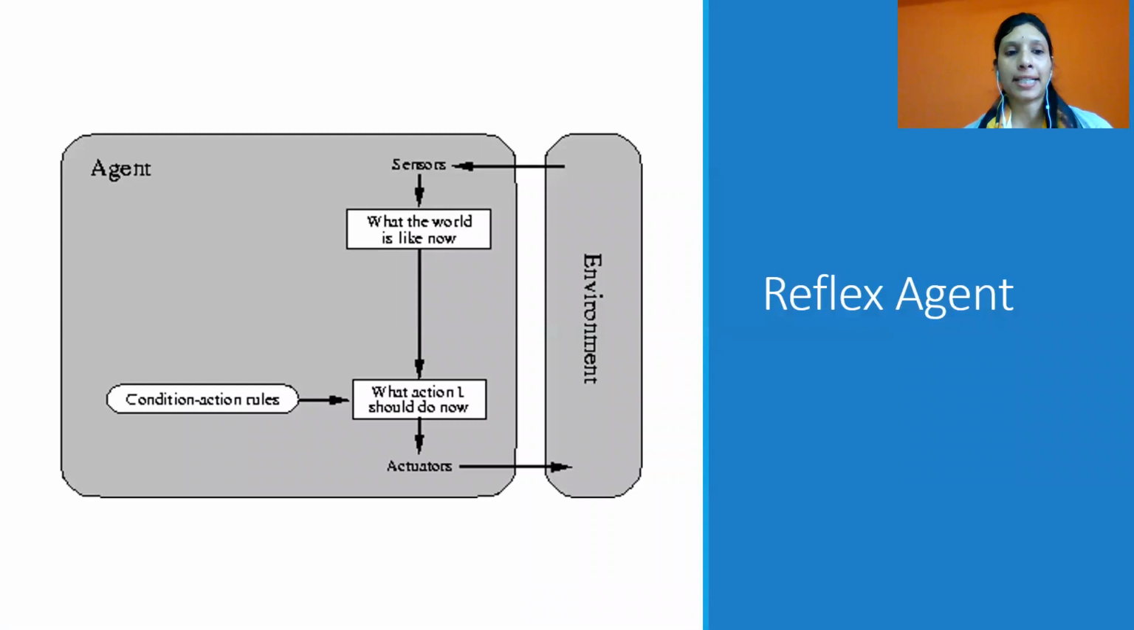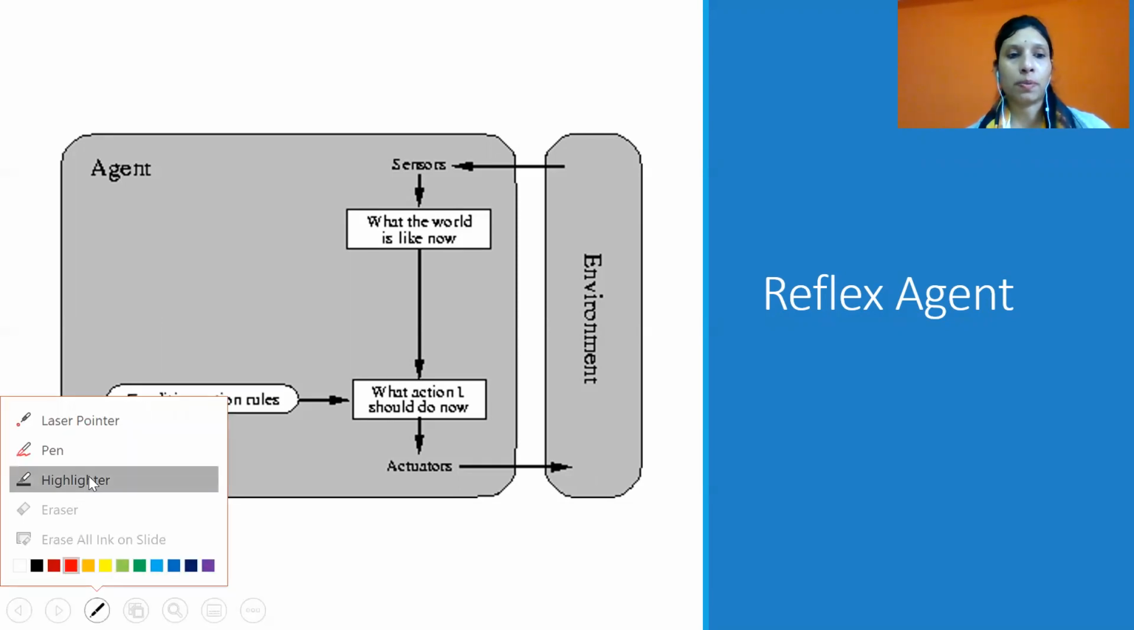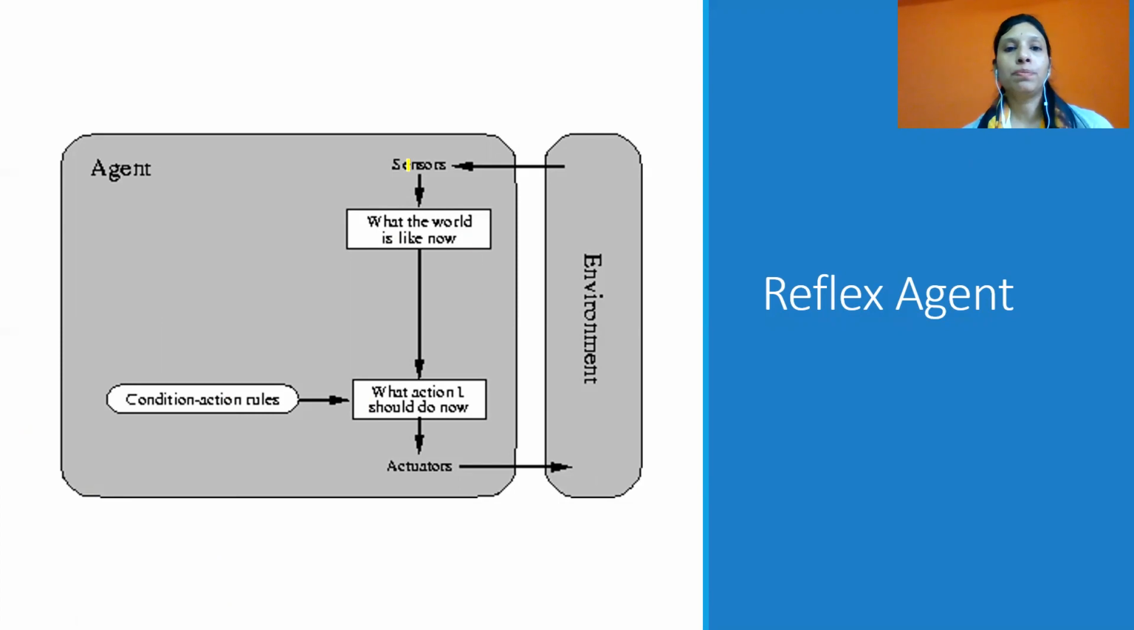First is reflex agents. These are the basic agents. Their basic function is that they will sense the environment through the sensors. So the basic thing is that they will sense the environment using the sensors, and they will check what the world is like now, what is everything that is going on in the environment.